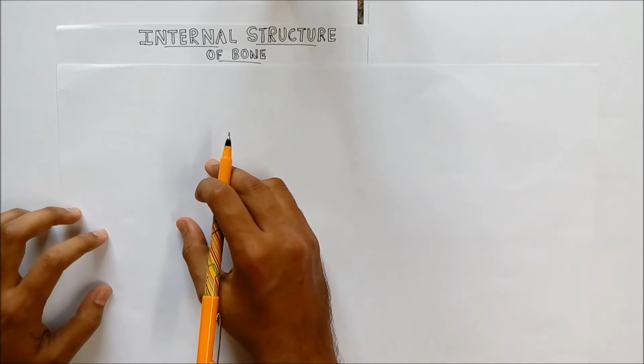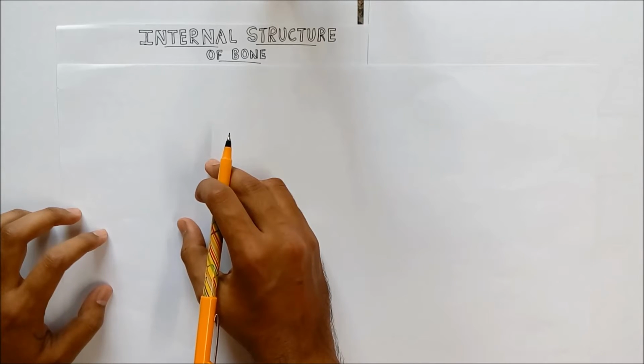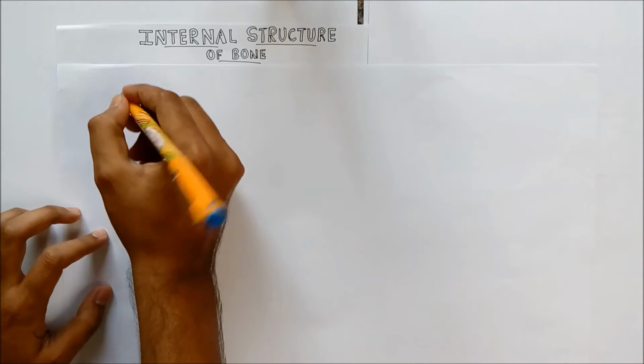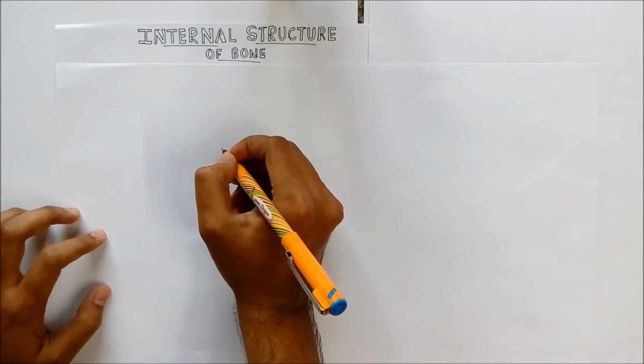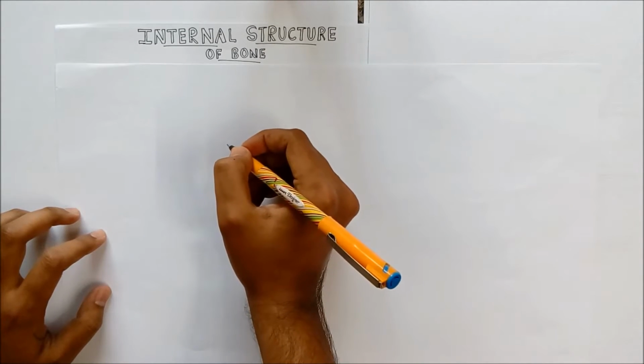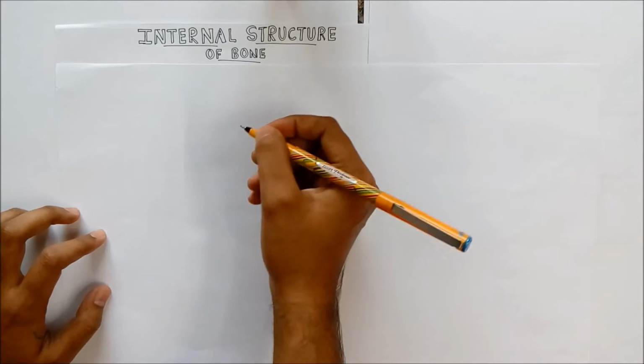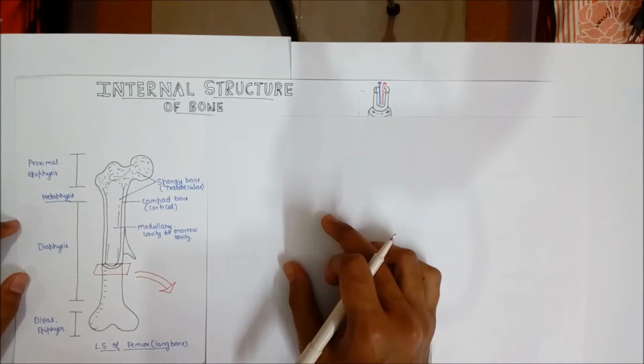Now today in this video we will look at the most fascinating and at the same time highly intricate tissue structure called bones. More specifically, the internal structure of the bone, or to be very scientific, the histology of the bone. Let's start with the internal structure of the bone or the microscopic structure of the bone.